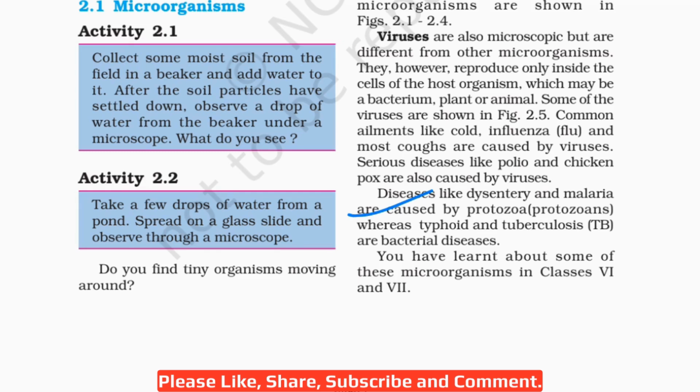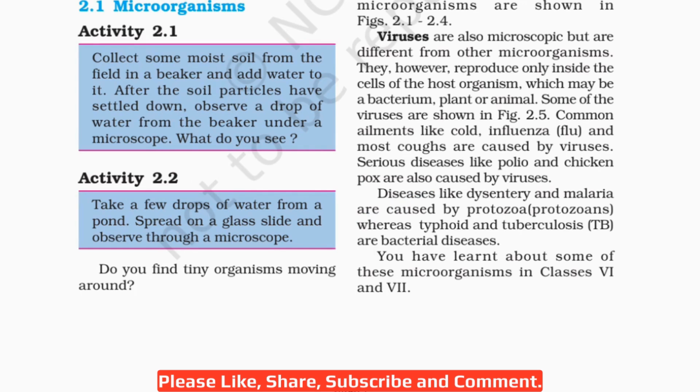So if the causative microorganism for dysentery and malaria is asked, then you will write protozoa, protozoans, or if the causative microorganism for typhoid or tuberculosis is asked, there you will write bacteria. Okay. So before proceeding to the next page, let me tell you what are protozoa and what are bacteria.